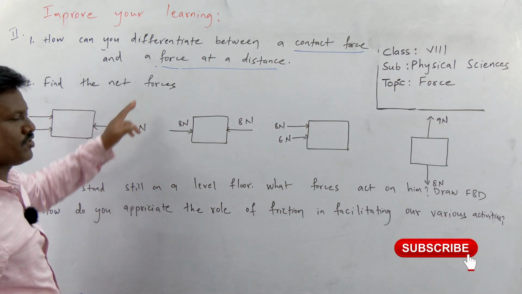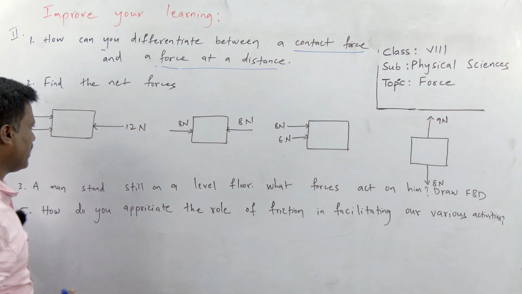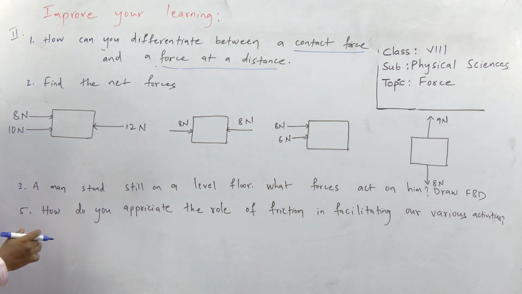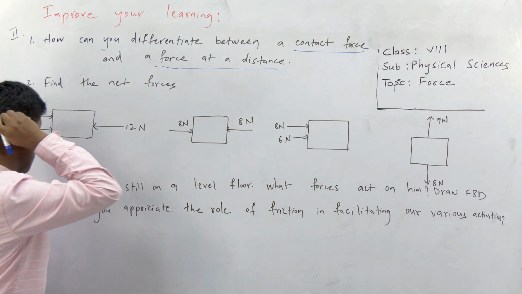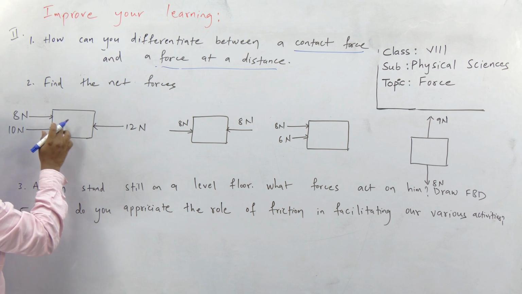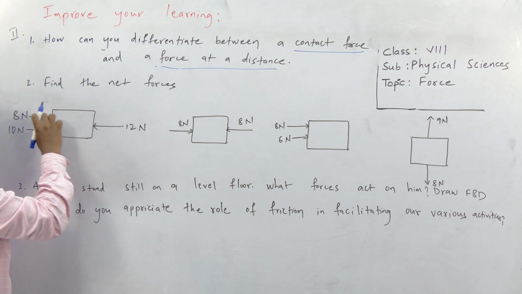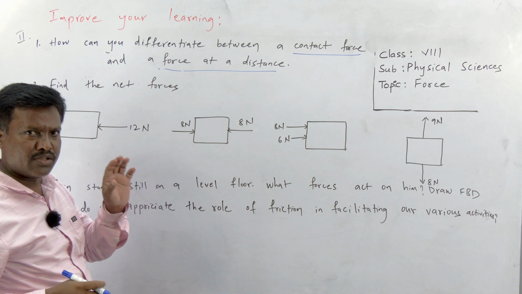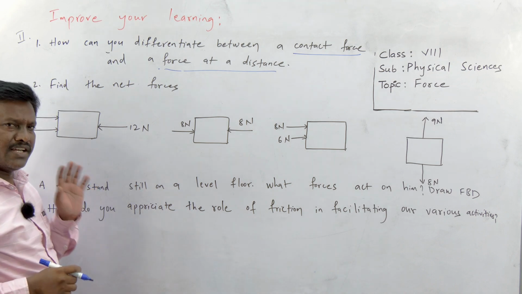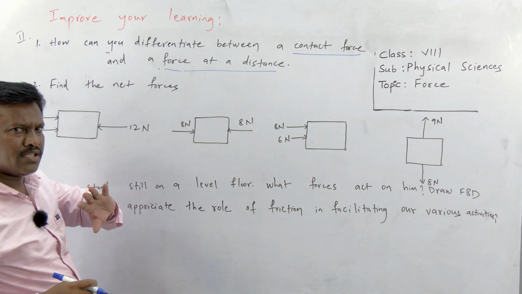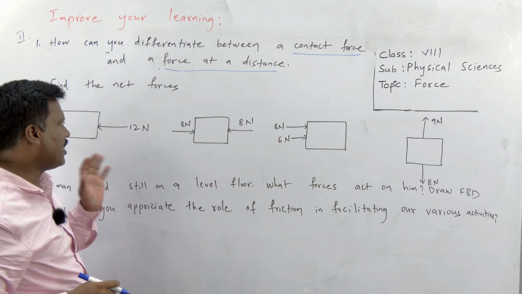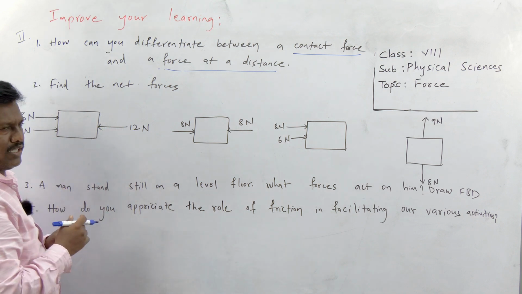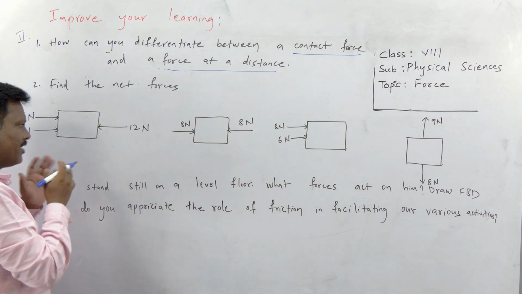Now find the net force, right? So here you see, how do we find the net force? We have done many problems. Once again I repeat. See here, these two forces act in the same direction. When two forces act in the same direction, we have to add those two forces. What is net force? It is the algebraic sum of all the forces acting on a body. Here three forces act on a body according to the diagram. We have to add all the forces.